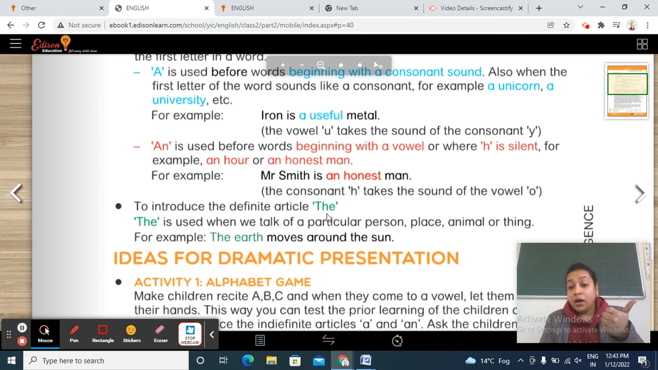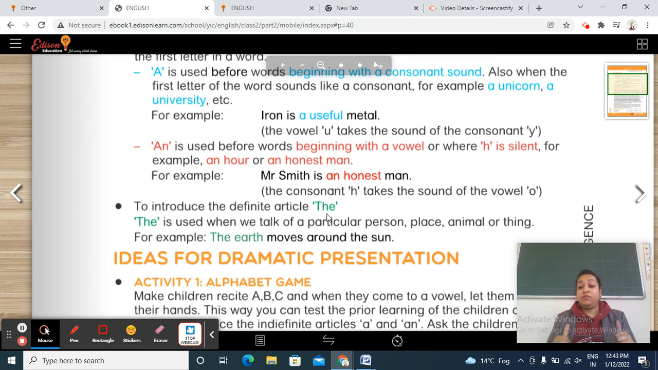Letter u goes with a also, and goes with an also. When will u go with a? When the sound of u is y. Unicorn, university, uniform, unity. So when the y sound is coming from u, then we put a. And when u is giving the sound of a, as in umbrella, then we are going to put an. We have to work on the sounds.